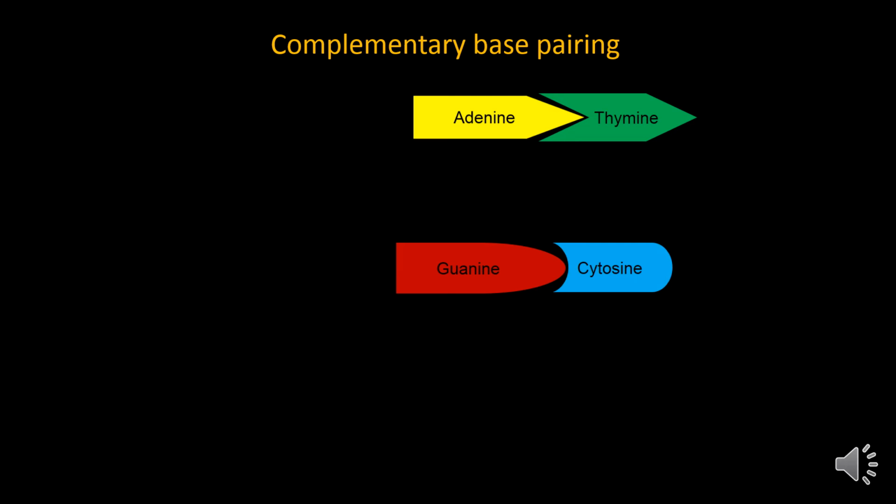This is useful for when we try to understand how DNA copies itself, and it has to. Every time a new cell is made, the DNA has to be copied so that the new cell has the DNA. So let's take a closer look at how useful this is.